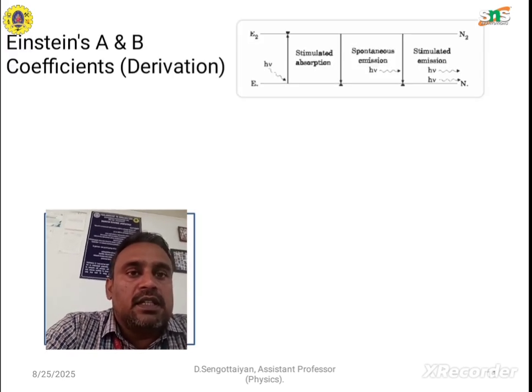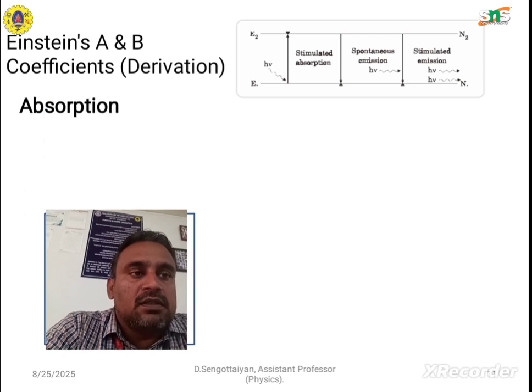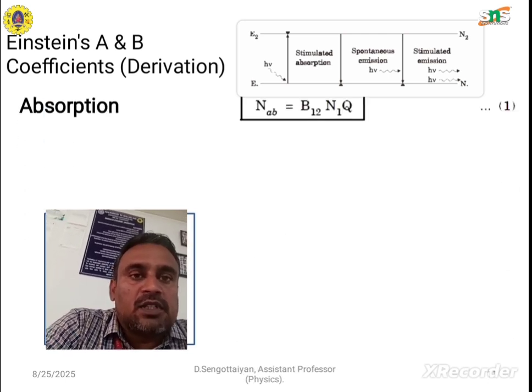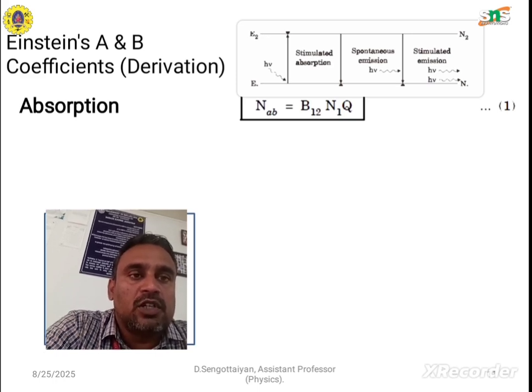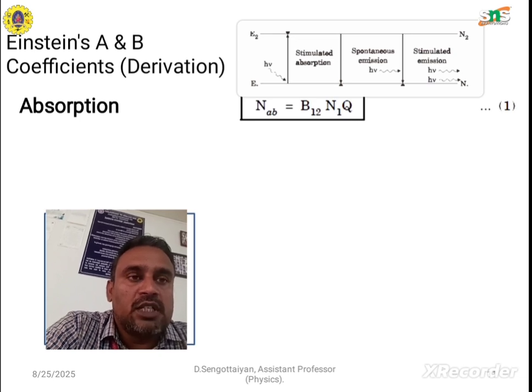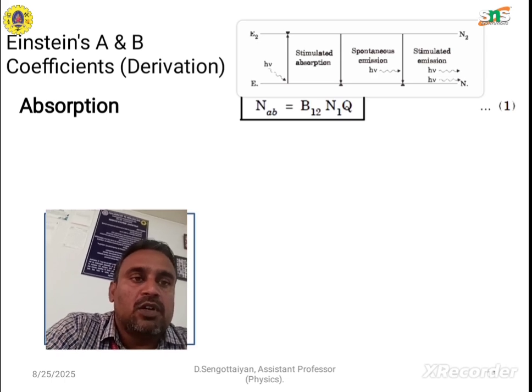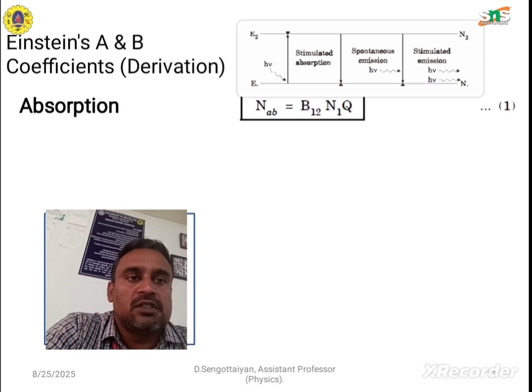So Einstein's A and B coefficients. First of all we are studying absorption. That means N absorption, the number of atoms absorbing, is equal to B12. B means Einstein coefficient. Then 1, 2 means ground state to excited state. The first state number is 1, then the second state number is 2. Then N1 means the number of atoms in the ground state, then incident energy Q. So finally N absorption is equal to B12 N1 Q, or N absorption is directly proportional to the number of atoms in the ground state and also the incident energy Q.